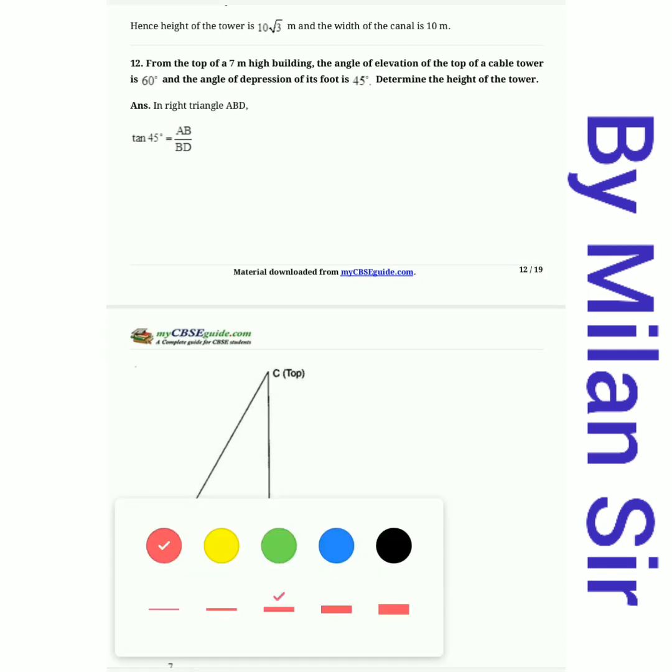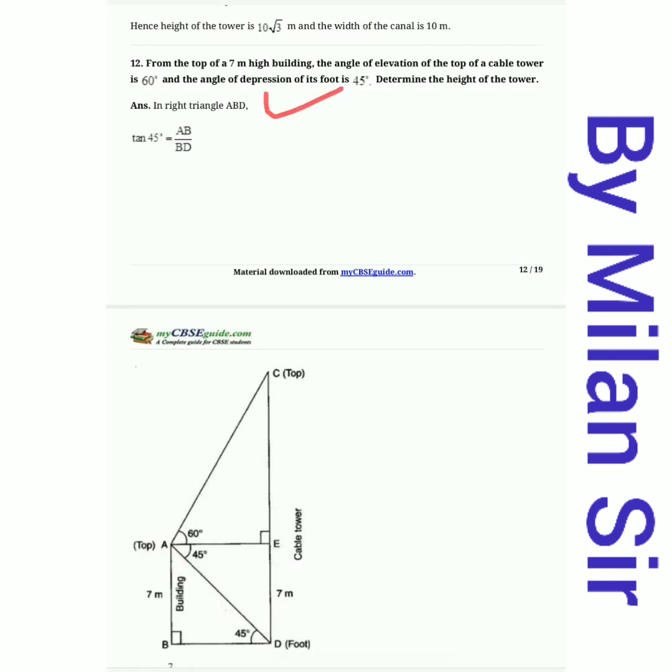Question number 12. From the top of a 7-meter high building, the angle of elevation of the top of a cable tower is 60 degrees and the angle of depression of its foot is 45 degrees. Determine the height of the tower.